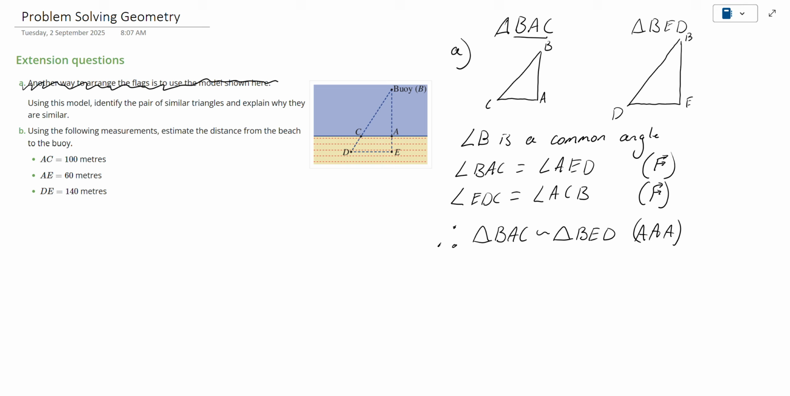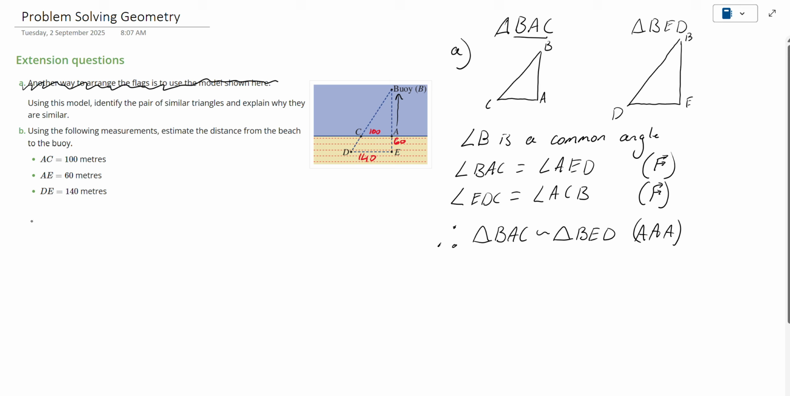Question B says, use the following measurements to estimate the distance from the beach to the buoy. So we're looking for the distance from A to B. Now it's given us some information to use. AC is equal to 100 meters, so I'm going to put that into my diagram. AE is 60 meters and DE is 140 meters.